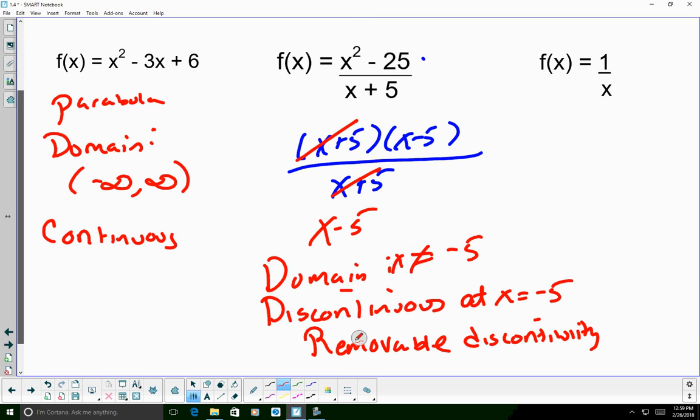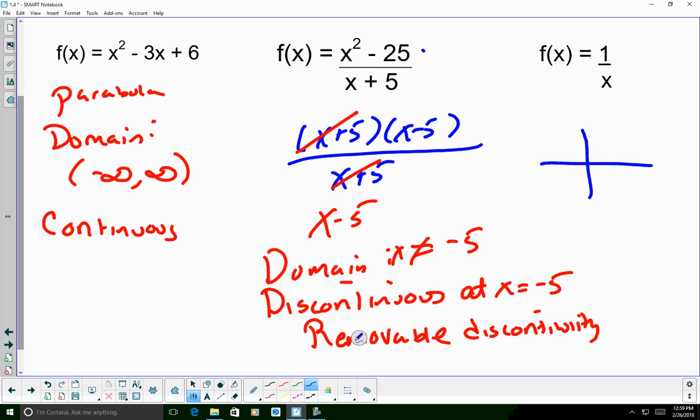The last one, I have a graph of 1 over x. I can graph it. If you graph it on your calculator, you're going to get something that looks like this. You should recognize that shape as a hyperbola, rotated.